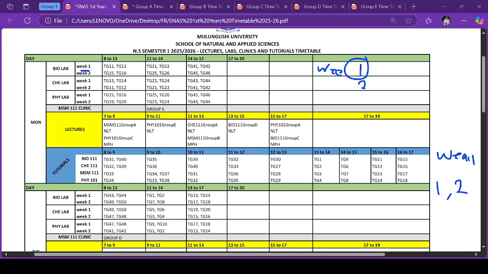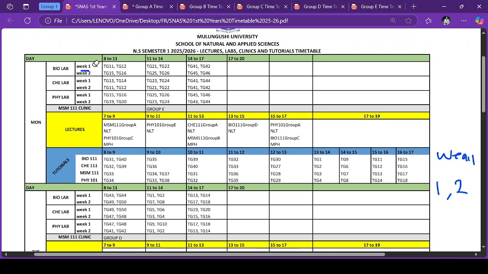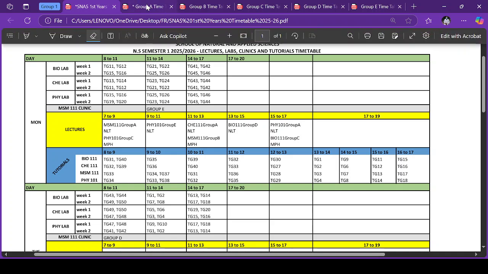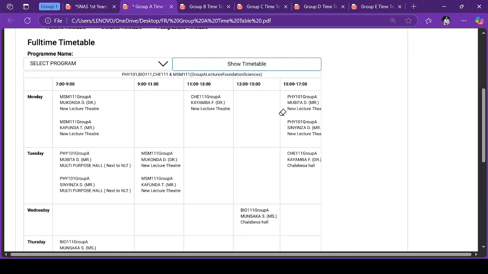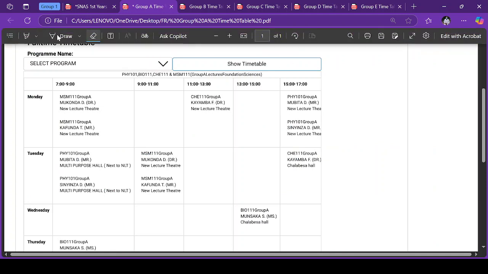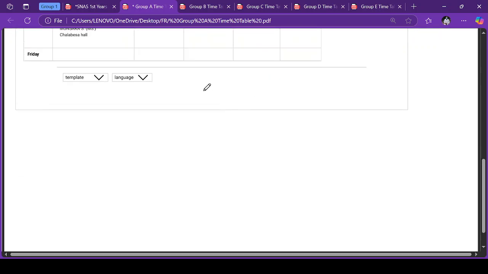So now we get back to this satanic thing, the timetable. So now it's a bad idea starting with looking at this thing. How do you start with this? You have to start with this. This is your initial timetable. So this is the timetable for group A. So now in group A, this is their timetable.